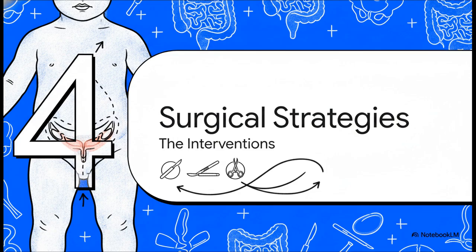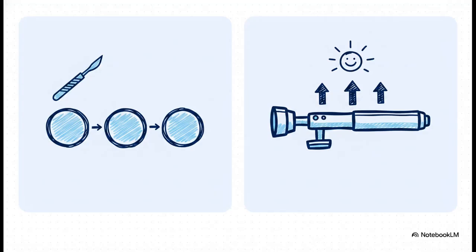Section 4. Surgical Correction Strategies, the Interventions. Let's demystify some of the surgical jargon here. Historically, fixing these complex malformations required a multi-stage approach. First, the surgeon would create a colostomy to divert waste and protect the surgical area.